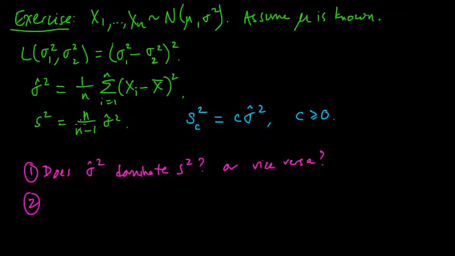It'd be interesting to know that, because then you might want to use one rather than the other. Second, are sigma hat squared and S squared admissible?